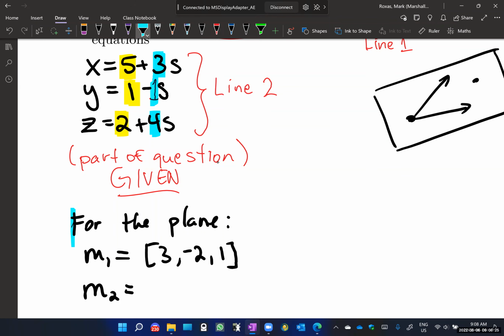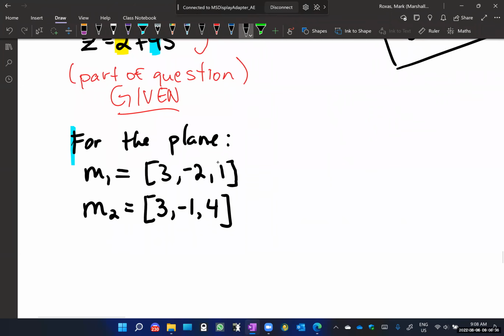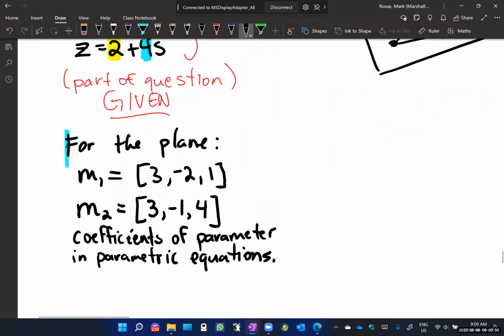So the direction vector is going to be 3, -1, and +4. So 3, -1, and +4. And this is from the coefficients of the parameter in the parametric equations. Okay, so I have the two direction vectors that I need.